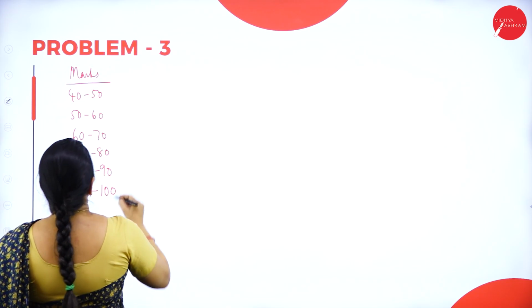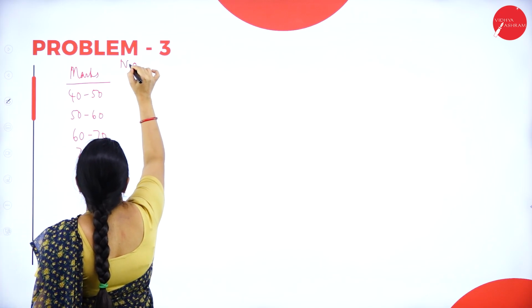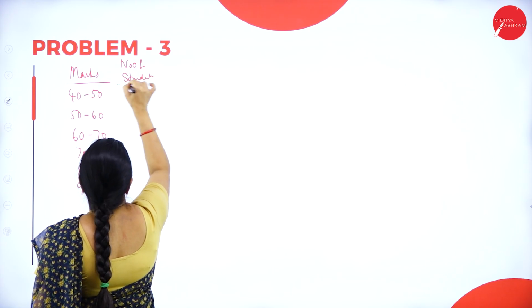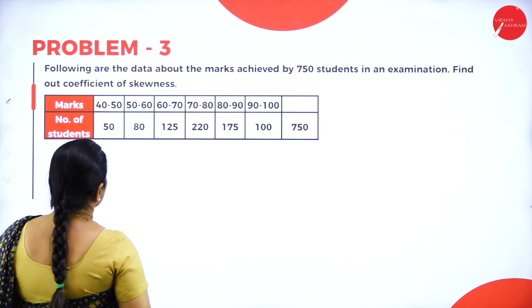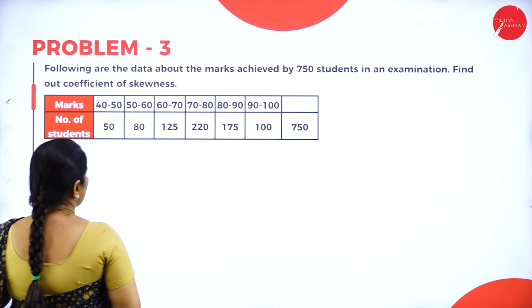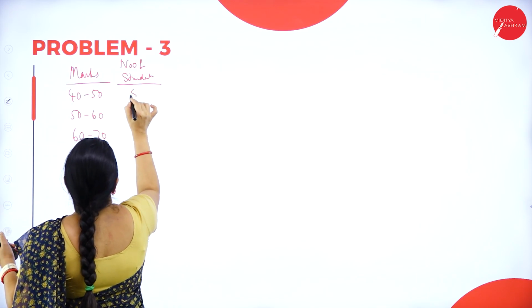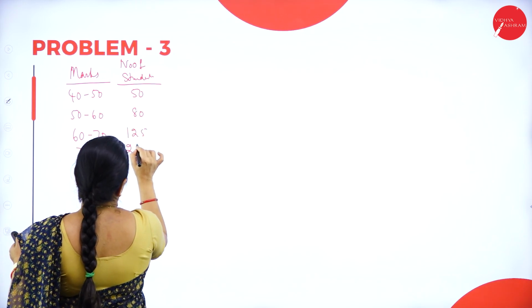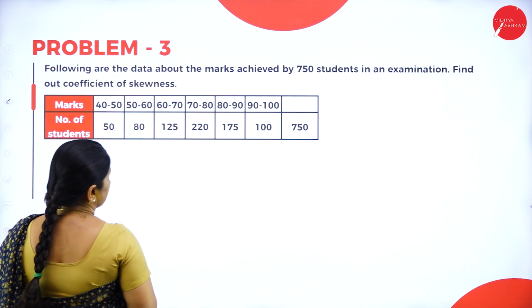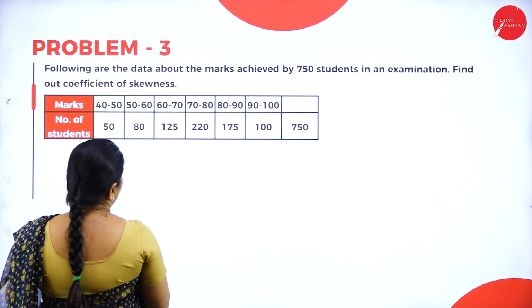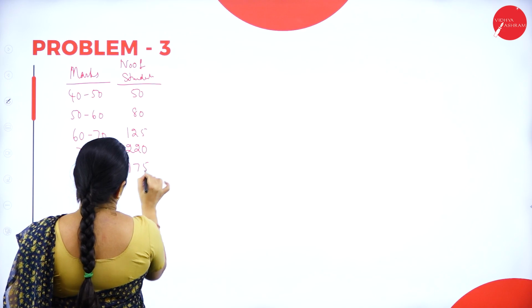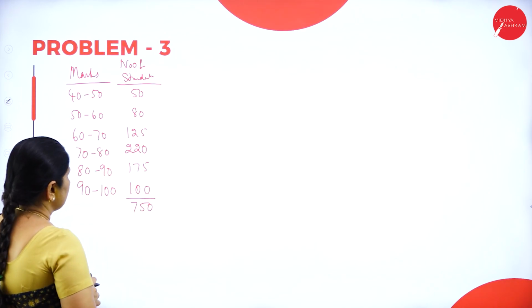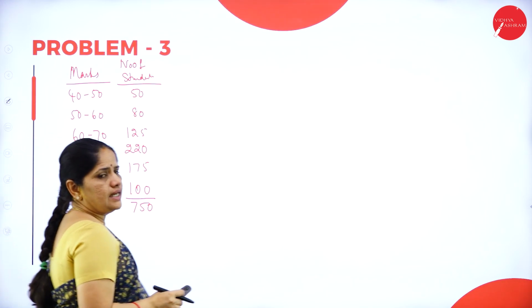Next, we have the number of students. So the number of students are 50, 80, 125, 220, 175, 100. So we have the data here.